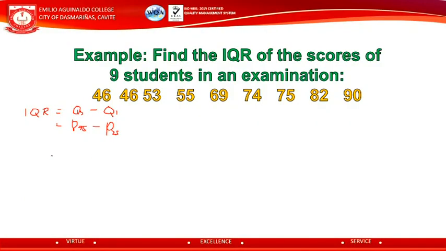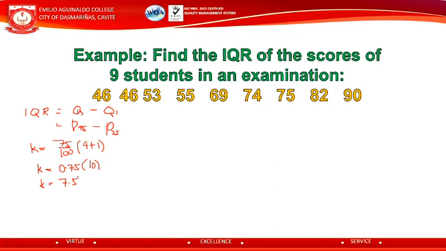Okay, let us now try to get the 75th percentile first, or the third quartile. So we have the solution. We have to look for the K first, or the position of the 75th percentile, and it's just equal to 75 over 100 multiplied by the total number of observations, which is 9 plus 1. K will now be equal to 0.75 multiplied by 10. So the position of our 75th percentile is 7.5 data point.